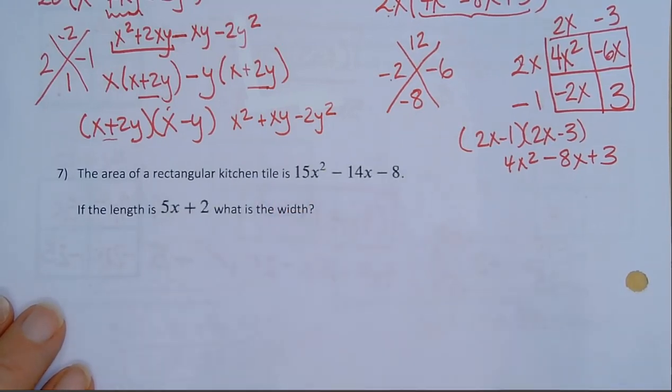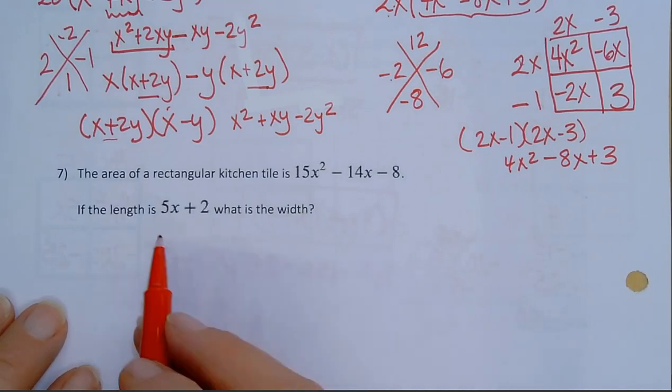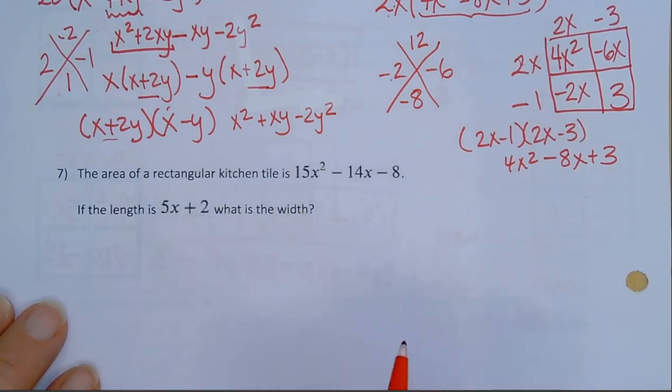Okay. All right, so we're going to say that the area of a rectangular kitchen tile is 15x squared minus 14x minus 8. The length is 5x plus 2, and what would the width be?